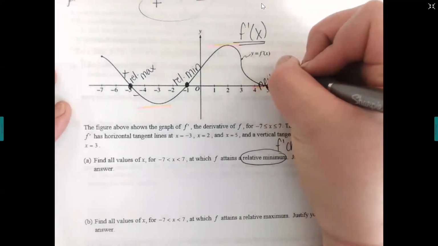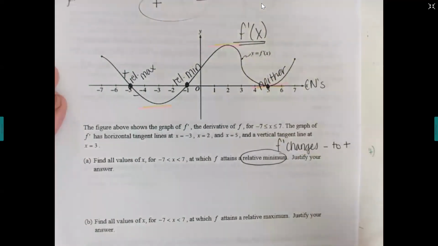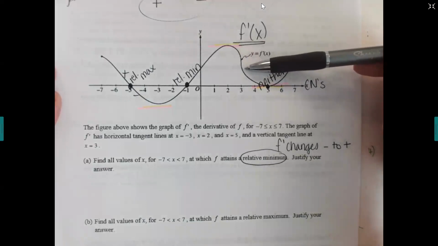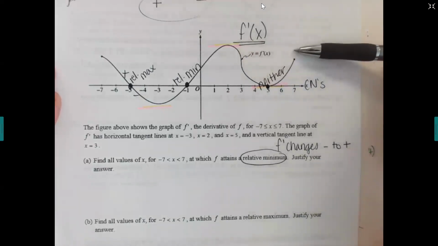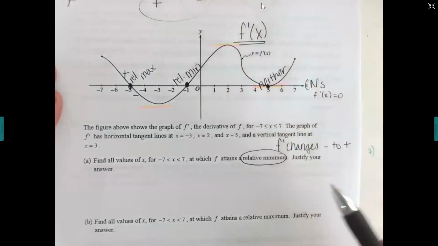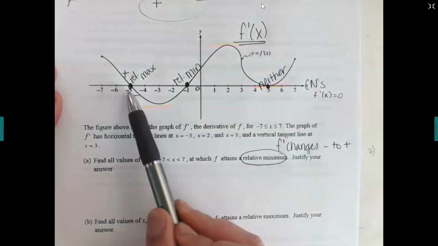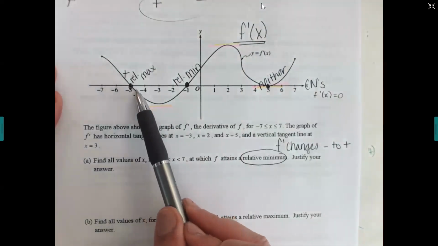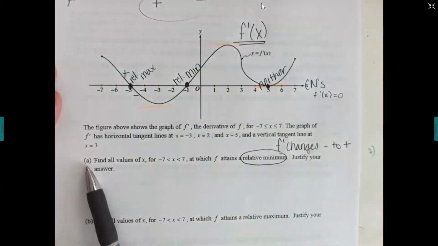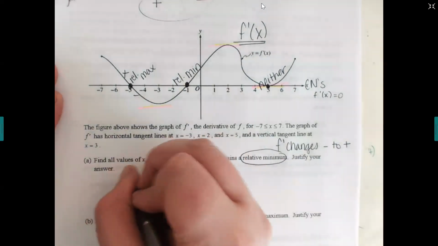And remember, here's the reason why. For it to be a min, a max, or a neither, it has to actually change sign. So if you look at 5, your F prime is positive, but then it stays positive. So that doesn't count. So your critical numbers are where the derivative is 0, which are the x-intercepts. Okay, I have a max when it changes plus to minus. I have a min when it changes minus to plus. So my answer for here would be find all the values where I have a minimum. I would say x equals negative 1.